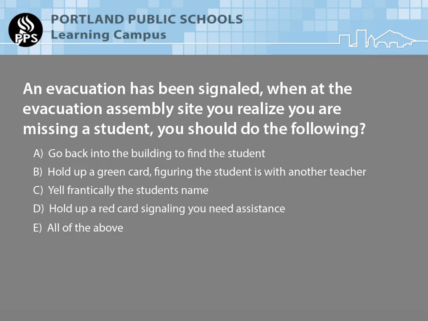An evacuation has been signaled. Once at the evacuation assembly site, you realize you are missing a student. You should do the following. A. Go back into the building to find the student. B. Hold up a green card, figuring the student is with another teacher. C. Yell frantically the student's name. D. Hold up a red card signaling you need assistance. Or E. All of the above.